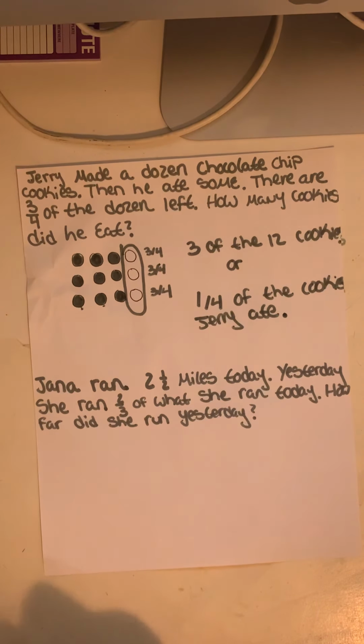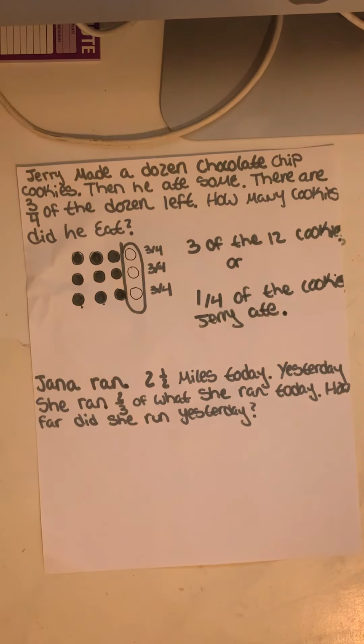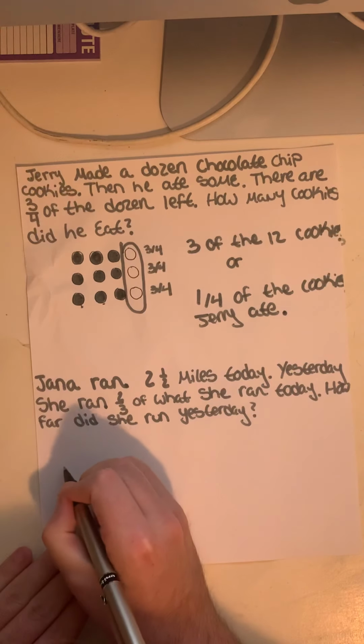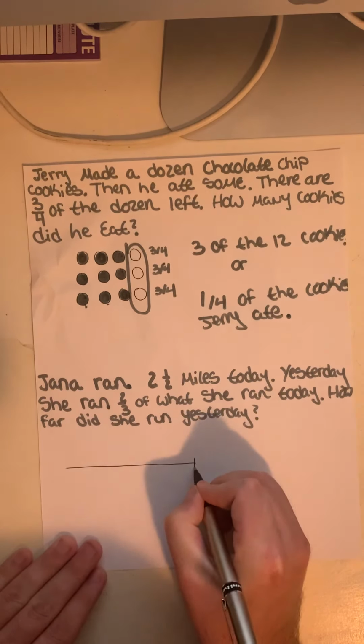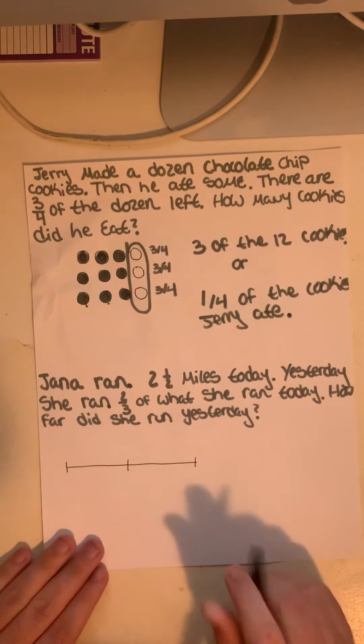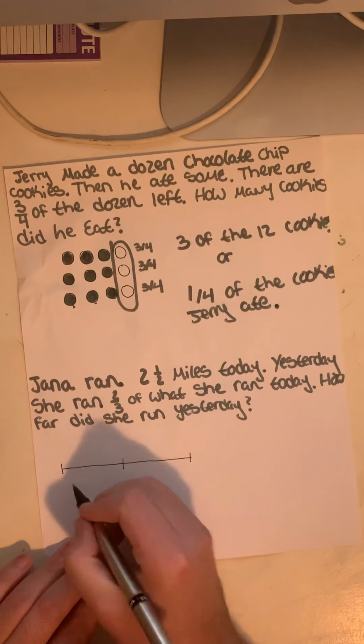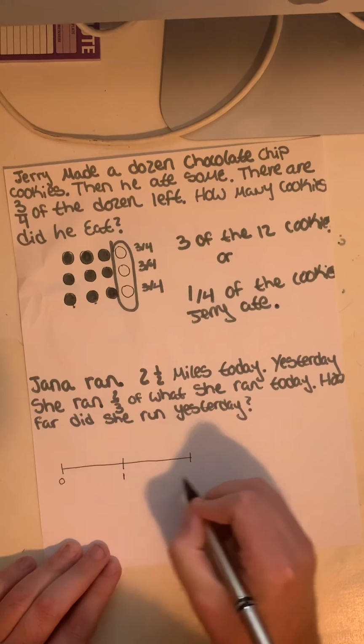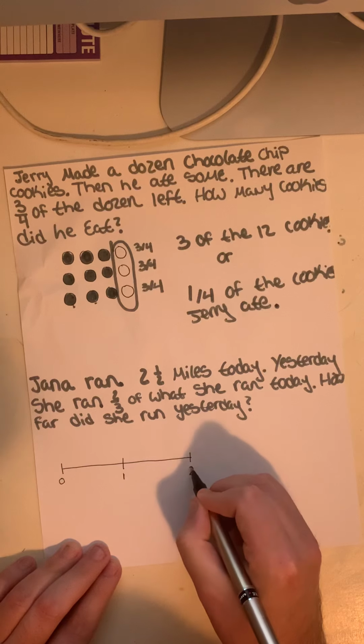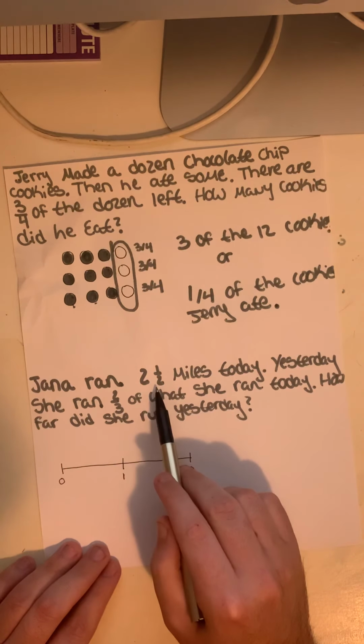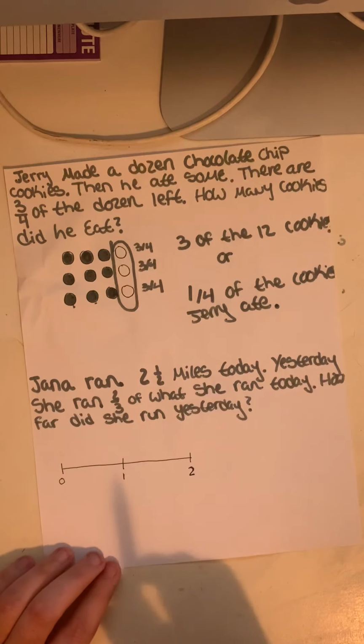For our second problem, we're going to solve this one using a number line. So the problem is: Jana ran 2.5 miles today. Yesterday she ran 2/3 of what she ran today. How far did she run yesterday? So we're going to start by setting up our number line. We're going to go from 0 on this side, 1 here, and we're going to make this 2. I know she ran 2.5 miles, but we're going to account for that when we solve our problem.